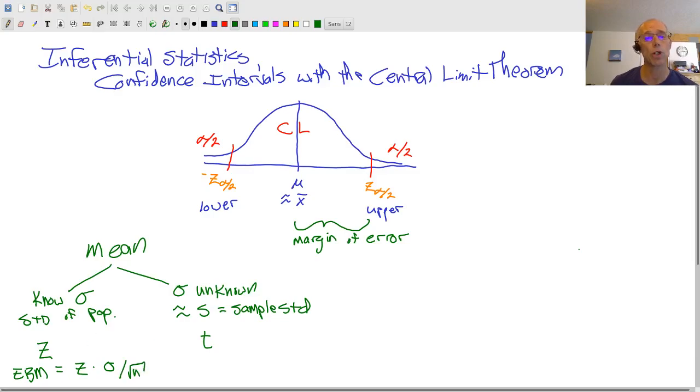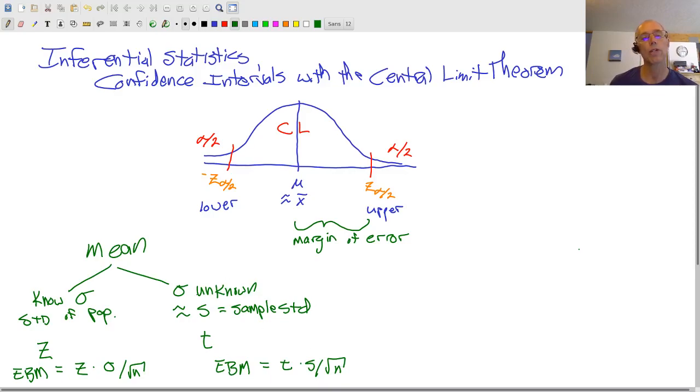But often we don't know the standard deviation of the population. So then the error bound on the mean is calculated a little bit different. In that case, we have to find the appropriate t-score, which is very much like the z-score. And we use the sample standard deviation and still divide by the square root of n. So notice that they're similar.